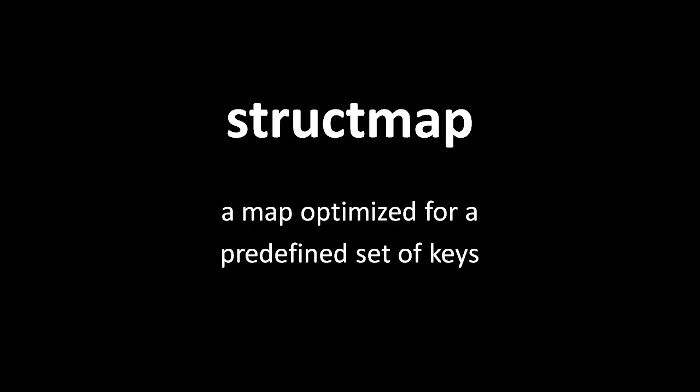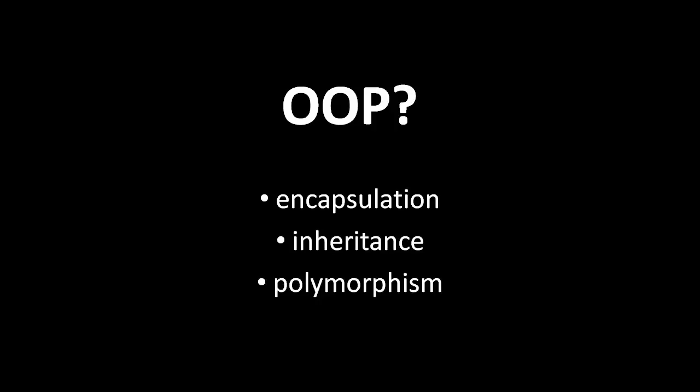and space efficiency. So if we're creating these struct maps instead of classes, does this mean that Clojure is not object-oriented? Well, what do we mean when we say object-oriented? The way object-oriented programming is usually defined is by these three properties: encapsulation, inheritance, and polymorphism.